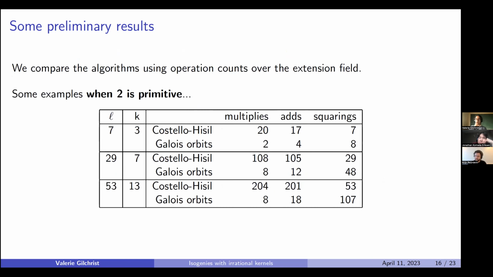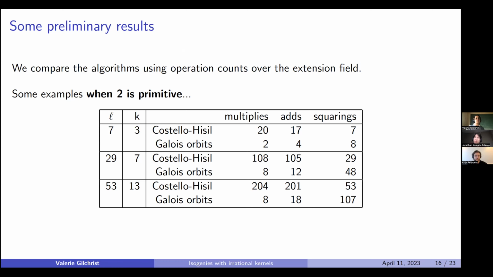In terms of the comparison, we decided to count how many operations we're using. So we're counting multiplies, adds, and squarings being done in the extension field. These are very preliminary results. We're still finishing up the ePrint, so the work is not completely finished yet, and we still want to do a bit more analysis, but here are just a few examples for a bit of comparison.